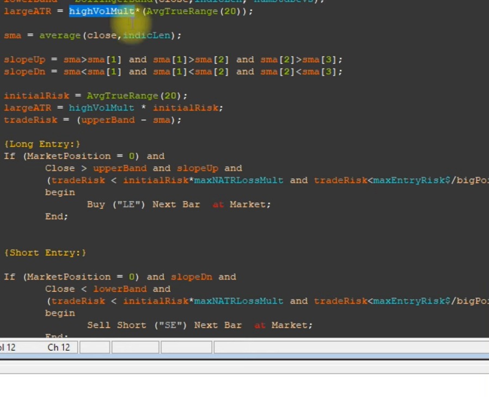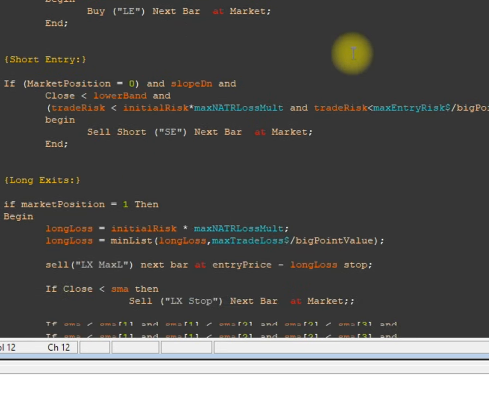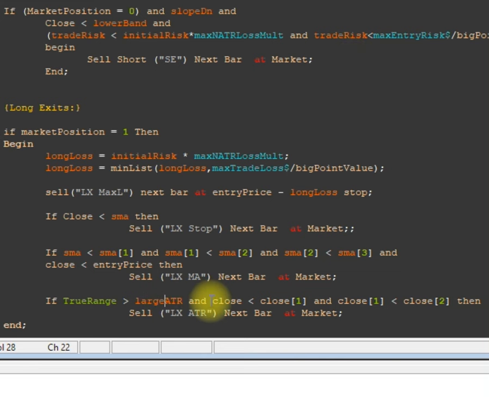If the high vol mult, which in this case I think is 3, if today's true range is greater than 3 times the average true range, and the close is less than the prior day's close, and we have another down close before that, then we're just going to get out of this thing, because we've had a large move against the position. Now, this could be a profitable trade or it could be a loss. It depends on when we have this large ATR, and then when we have these consecutive down closes. And so it's either a profit objective or it's going to be a stop, one of the two.